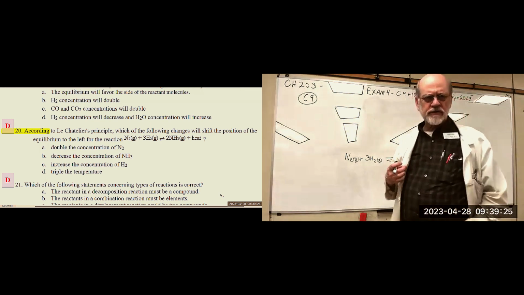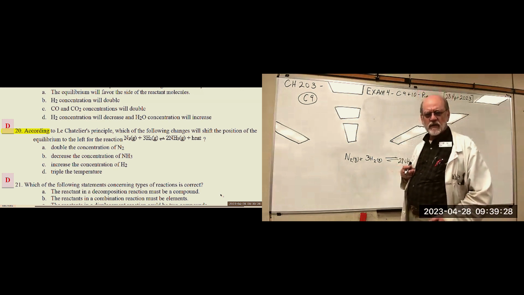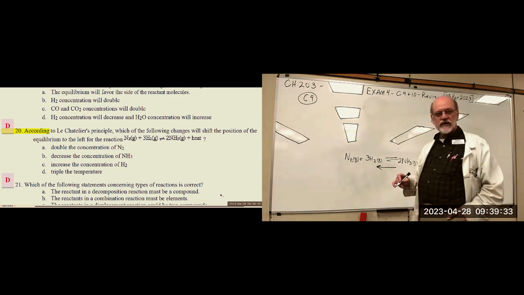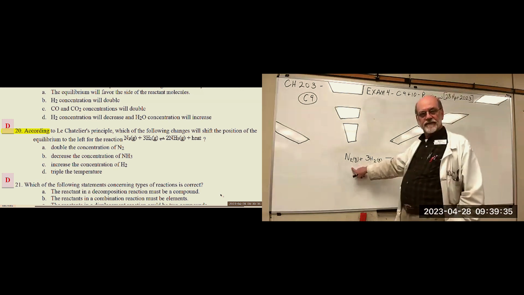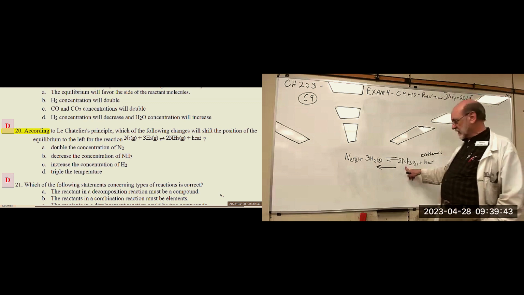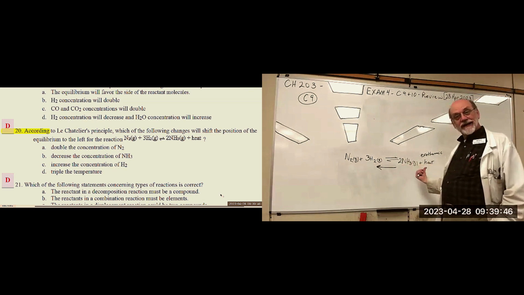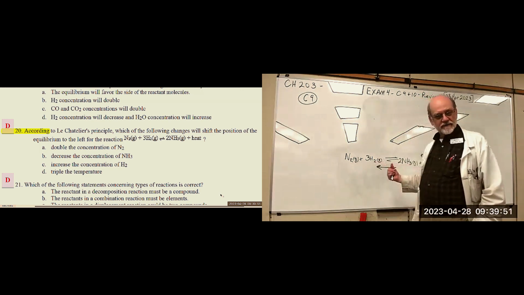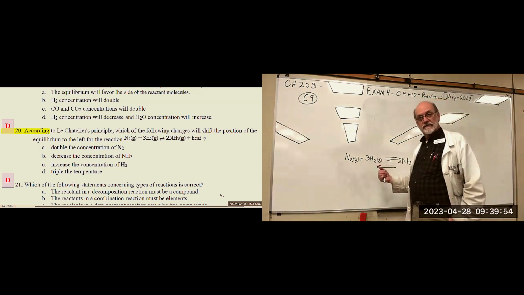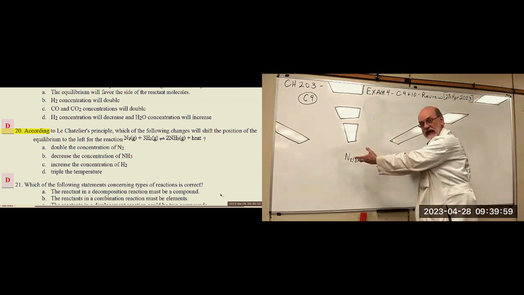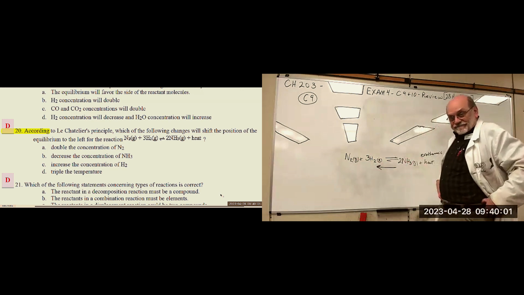So let's see which one works. We want to shift the position of the equilibrium to the left. So what do we want to do? Double the concentration of nitrogen. Nope, that goes the wrong direction. Decrease the concentration of ammonia. That'll go to the right. Increase the concentration of hydrogen. That'll go to the right. Triple the temperature. Add heat. Add heat to this side, drives the reaction that way. Okay?